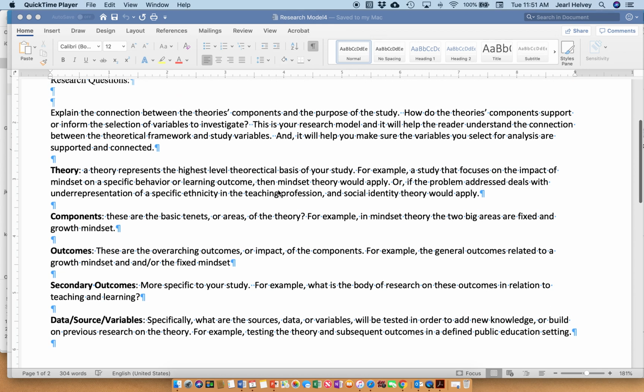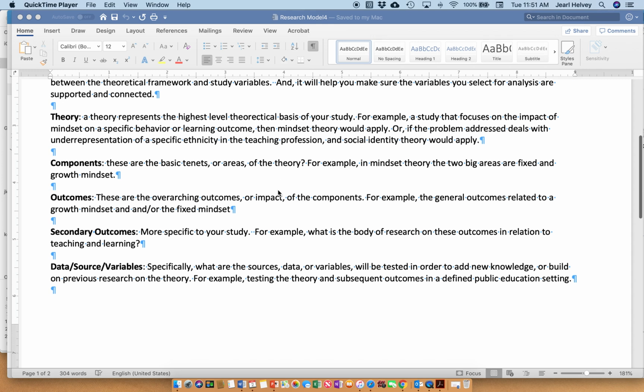I've given a brief definition or examples of what we're talking about. We talk a lot about the theory. There's always an overarching theory or concept behind the direction you're going. I've provided an example here. If the problem addressed deals with underrepresentation of a specific ethnicity in the teaching profession, a possible theory might be social identity theory, or growth or fixed mindset. The theoretical framework is mindset theory.